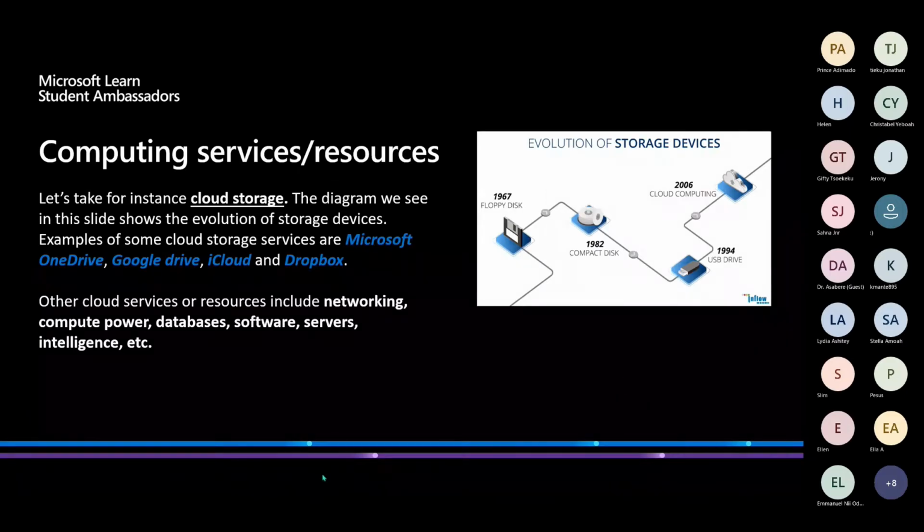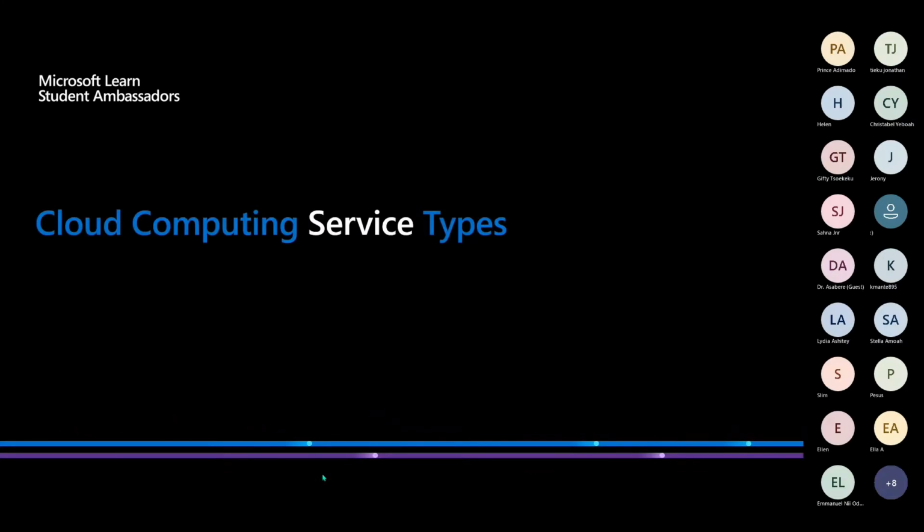Right. So let's look at some of the cloud computing service types that we have. There are 3 cloud computing service types. The infrastructure as a service, IaaS. We have the platform as a service, PaaS, and also the software as a service.